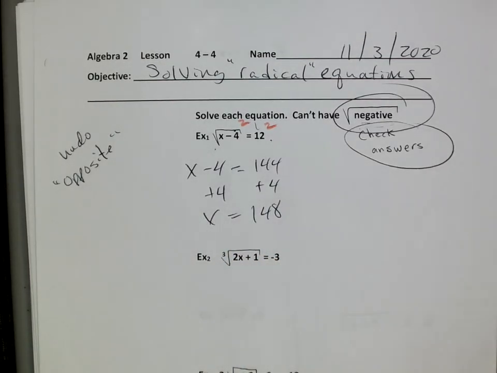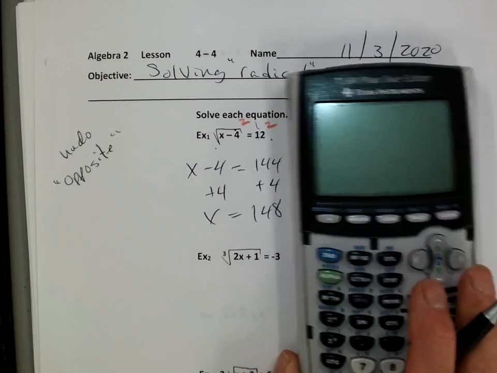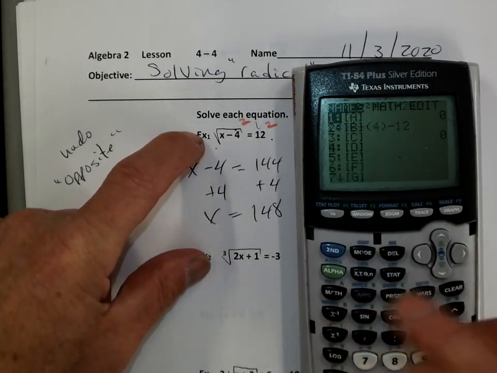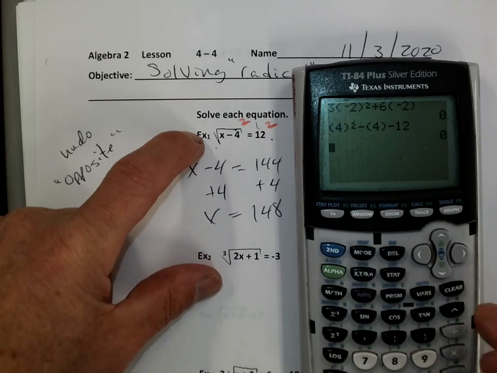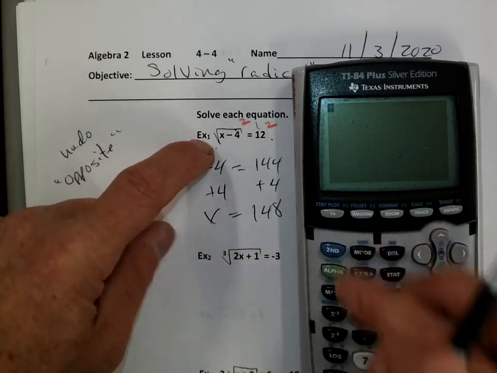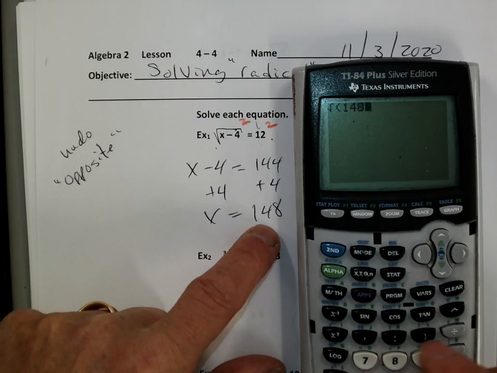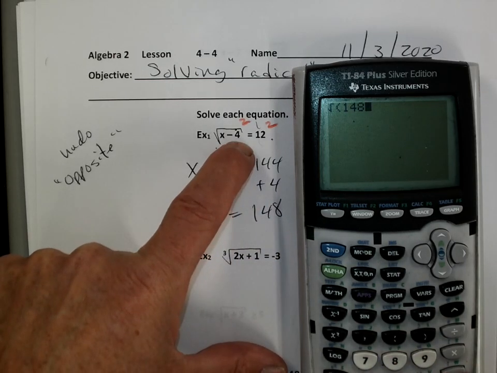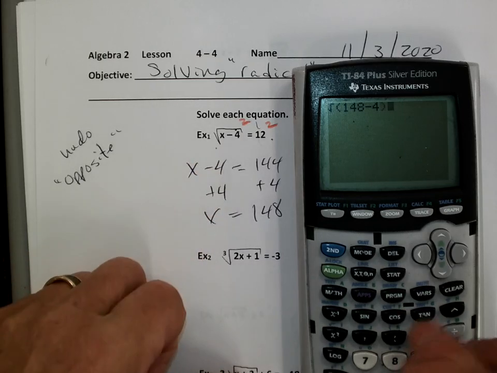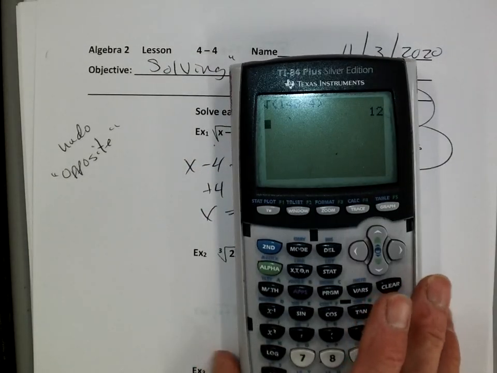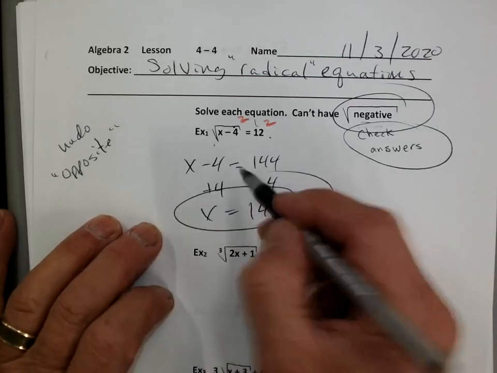Okay, now I'm going to check my answer. Pretty simple. Just use my calculator. I'm going to just plug it in and take the square root. By checking, I'm going to plug it in, see if it works. And x is 148, so I'll go 148 minus 4, right? Equals 12. Okay, so it checks out. That is true, so we keep the answer, okay?